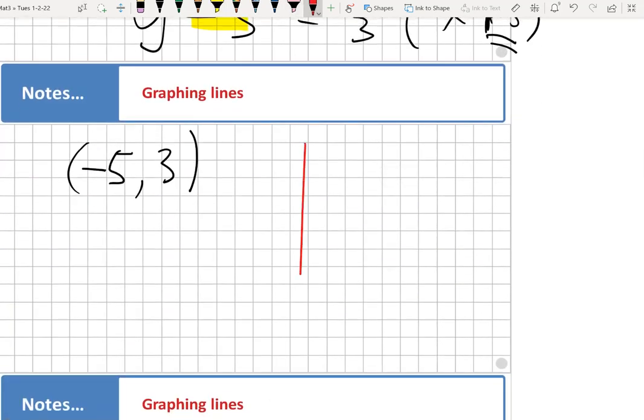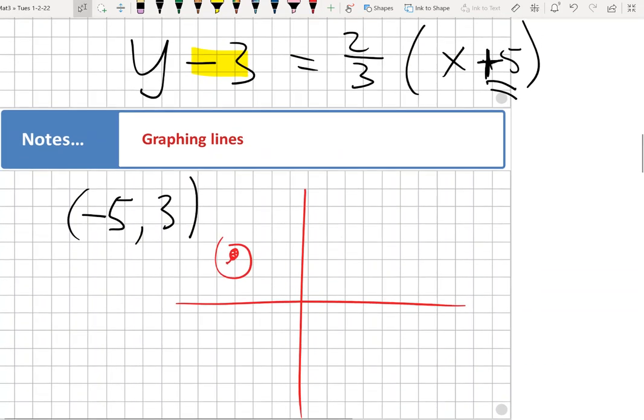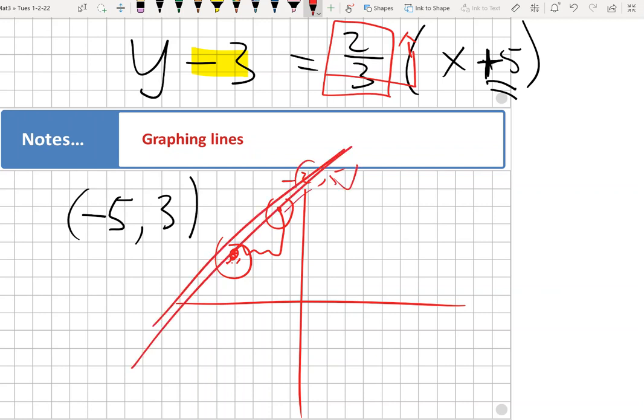So you start your graph back 5, up 3, and then you would do forward 3 and up 2, and you can work out the new coordinates. Forward 3 would get you to minus 2, and up 2 would get you to 5, so that would be minus 2, 5. You join them together and you'd have your line.